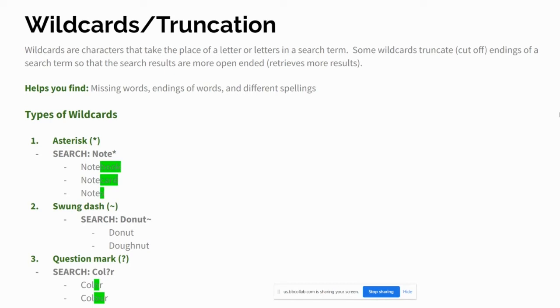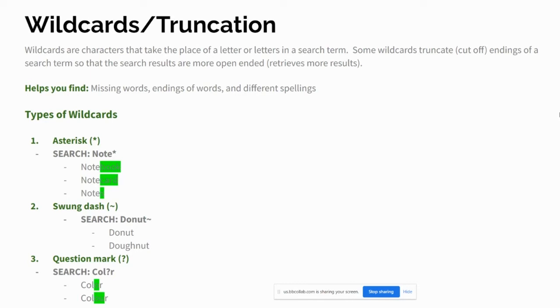And I have an example here. Let's say we put in the word note and you put an asterisk after it. It will bring up results that have words such as notebook, note cards, or notes, because what that asterisk is doing is taking the place of anything that could come after that word. And it's basically completing the word for you.